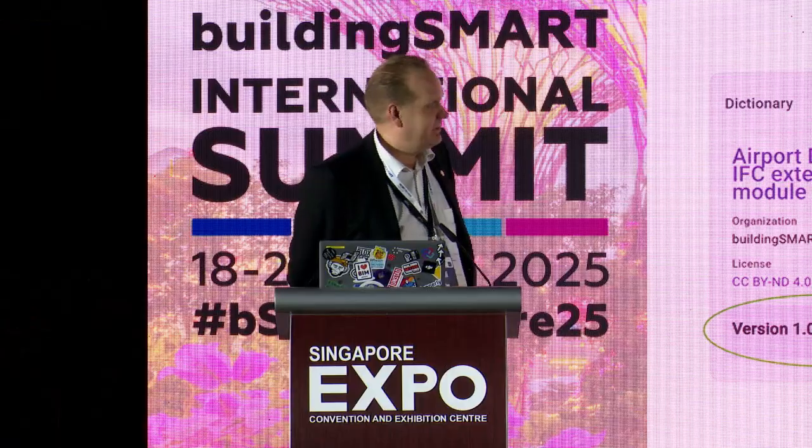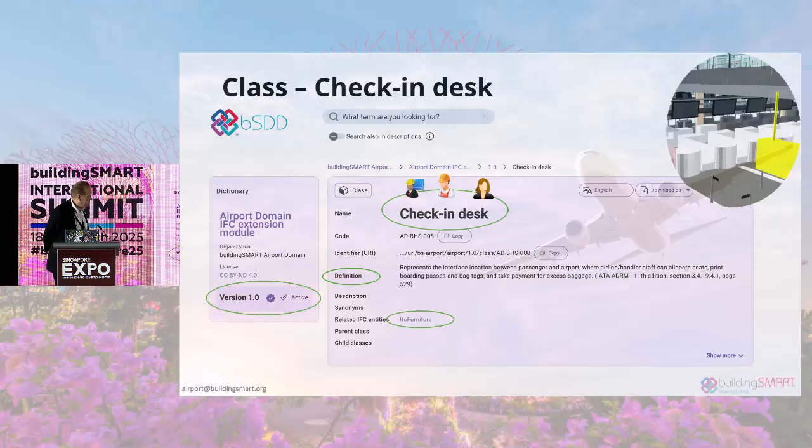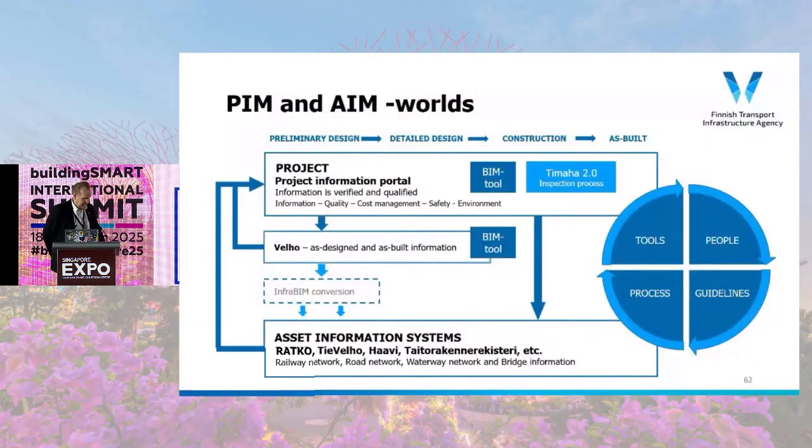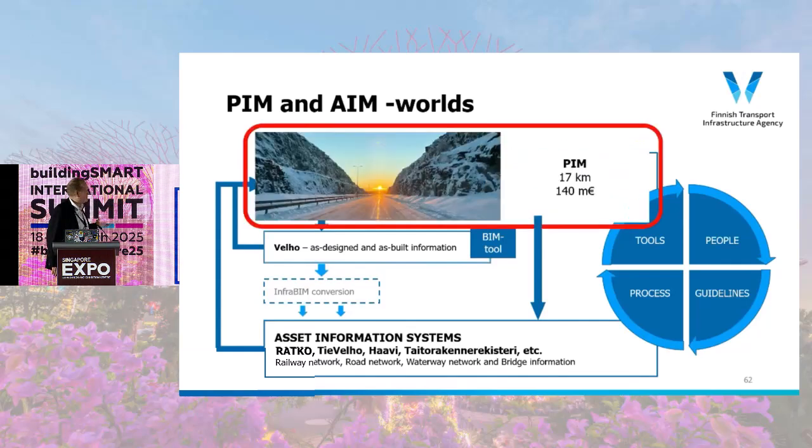I'm working for the Finnish Transport Infrastructure Agency. We are a public client owning roads, railways, and waterways in Finland. And I will tell a little bit about where we have used our bSDD. We have actually created a bSDD and tested it in our projects. And why do we do it? We are a project organization, but we are also an asset information organization. And these two worlds are very different.